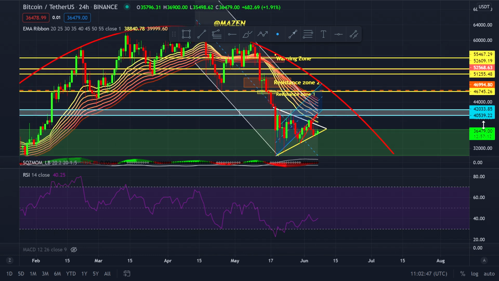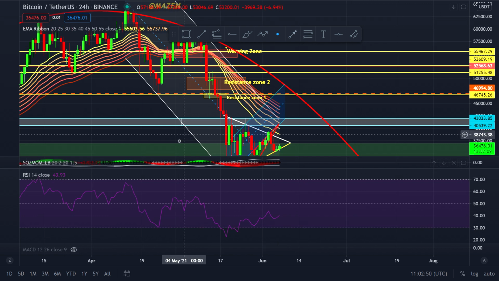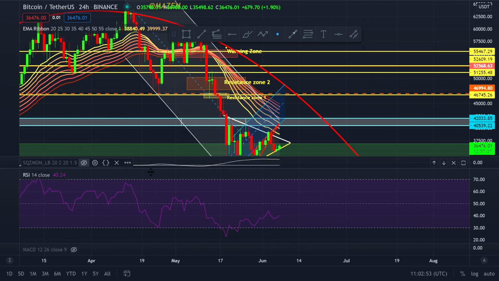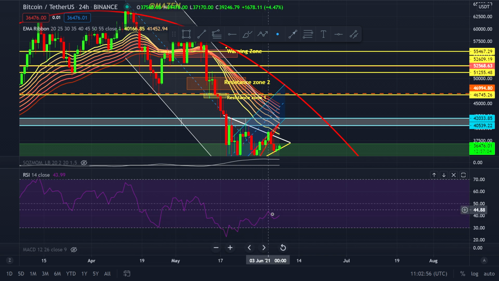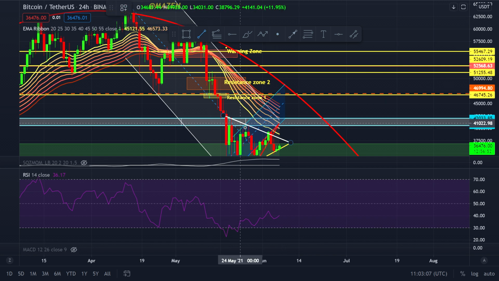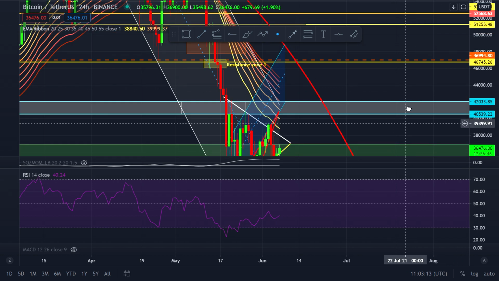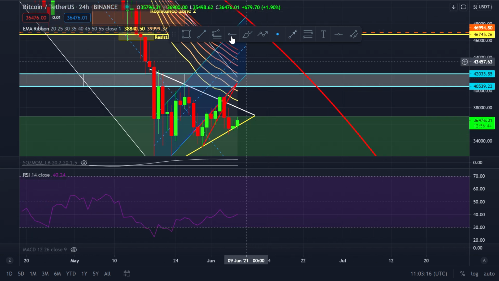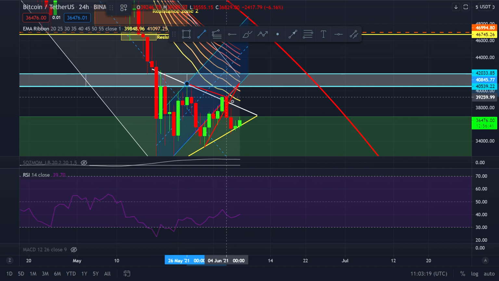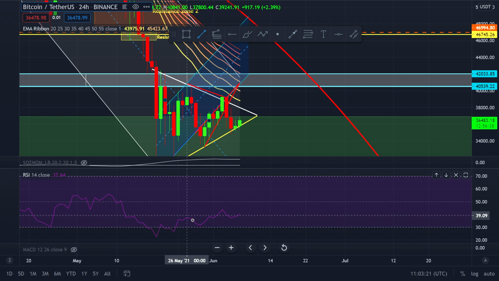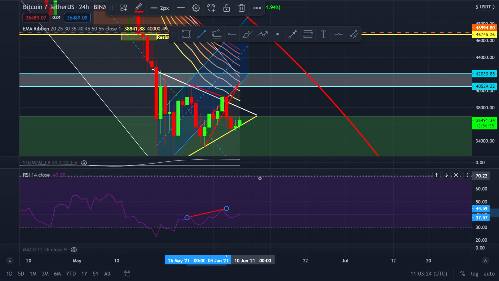Actually, on the daily, if I zoom in like this, you can see, let me remove this for you guys. So if you see on the daily, we have a high and we have a lower high, but we have a higher high on the RSI. So I'm going to show you how it's done. Let me zoom in. So something like that, and then something like this. So that's a hidden bearish divergence on the daily. So it's not looking good.